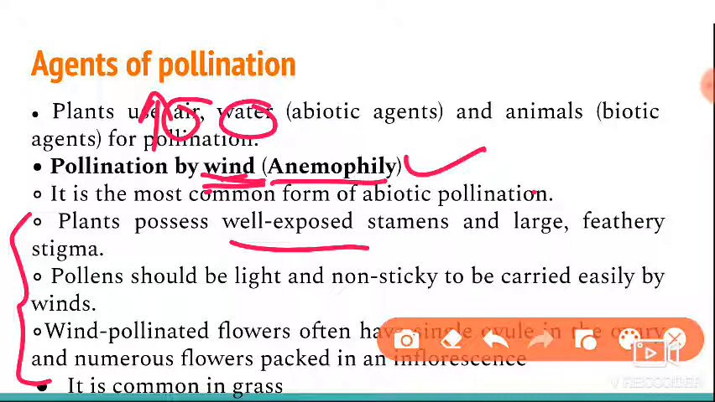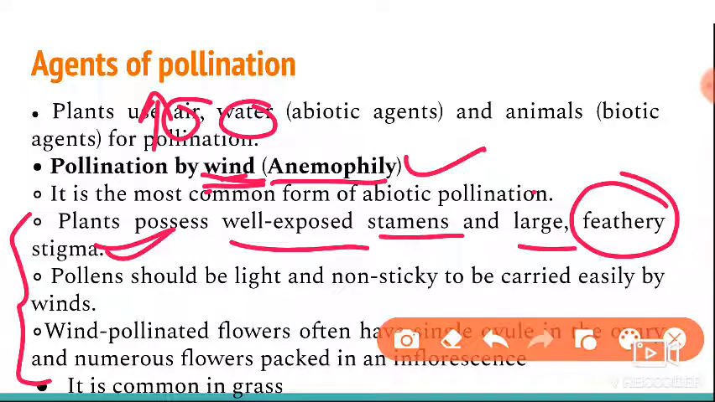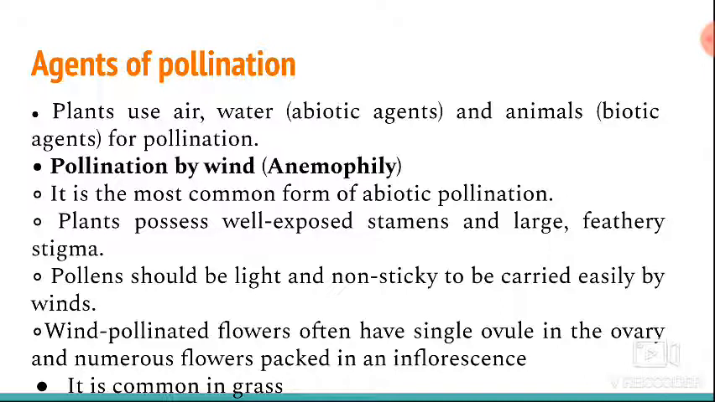First one, they should have well exposed stamens and large feathery stigma. If the stamens are well exposed, the pollen grains can be distributed very easily. That is one important character, please remember. Next, along with that, the plants must have feathery stigma, just to receive the airborne pollen grains. Stamens should be well exposed and stigma should be feathery.